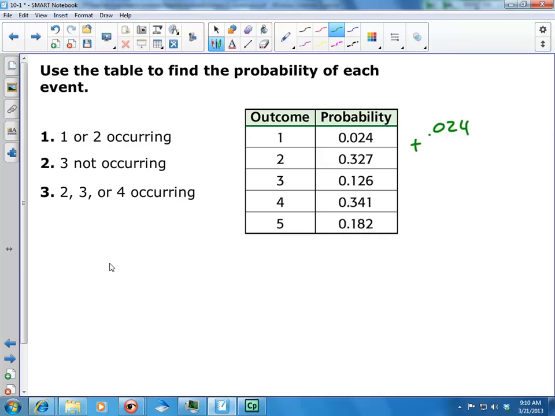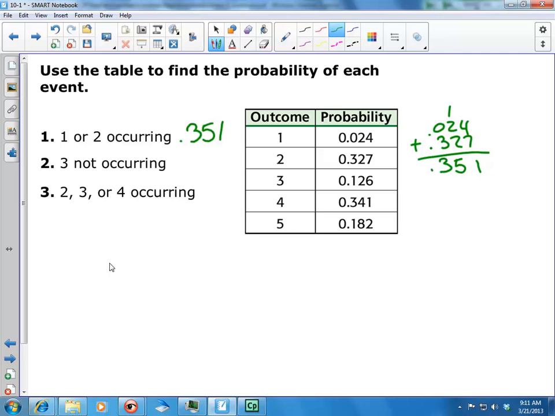0.024 plus 0.327. Add those guys up. 4 plus 7 is 11. 2 plus 2 is 4, plus 1 is 5, and 3. So our probability of 1 or 2 occurring is going to be 0.351, or 35.1%.